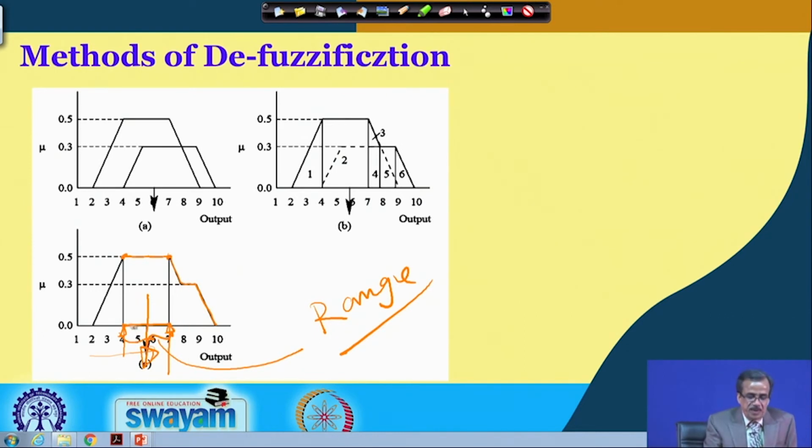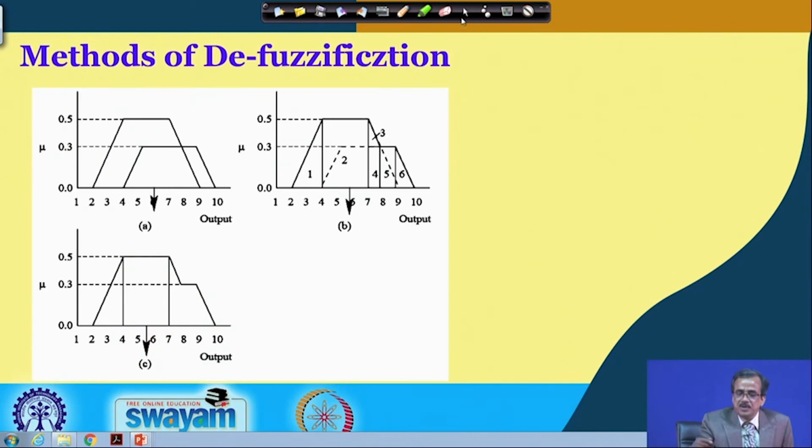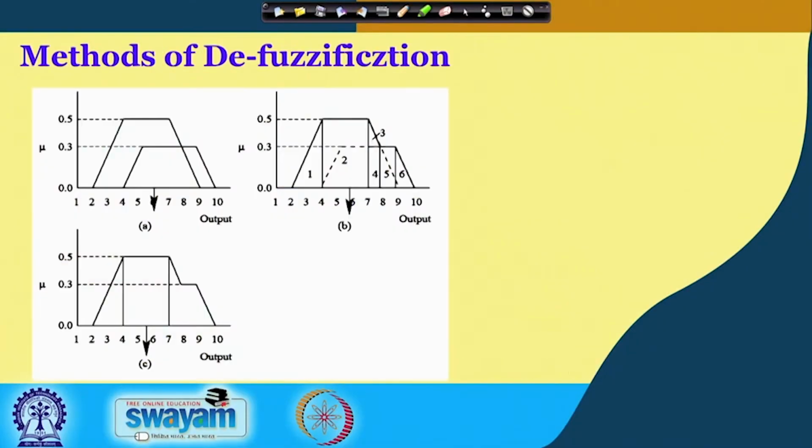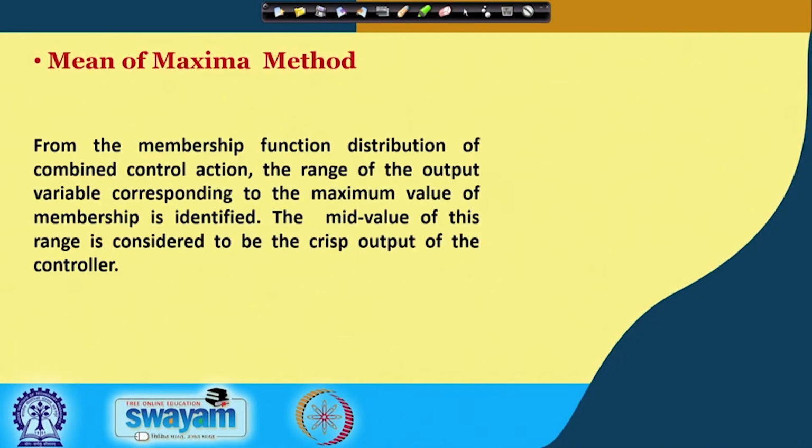So, we try to find out the midpoint of this particular range, and that is nothing but the crisp output. This is the way we find the crisp value corresponding to the fuzzified output. These three methods are very popularly used to determine the crisp value corresponding to the fuzzified output. Let me repeat: the first method is the center of sums method, the second is the centroid method, and we have the mean of maxima method.